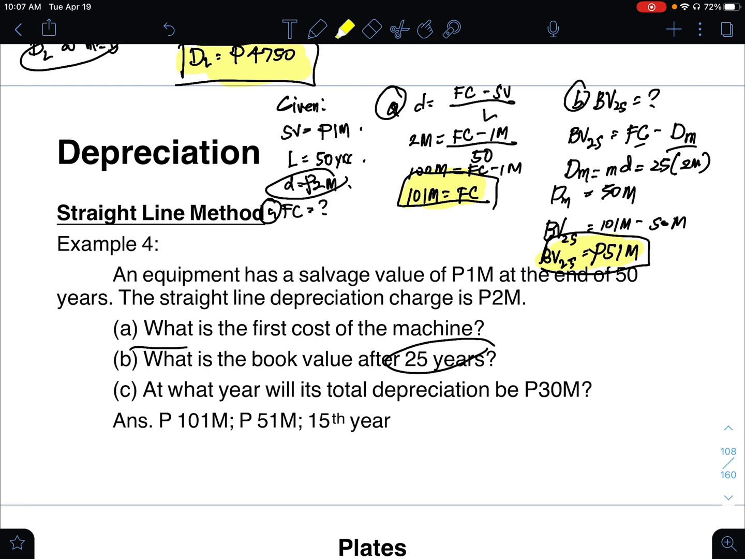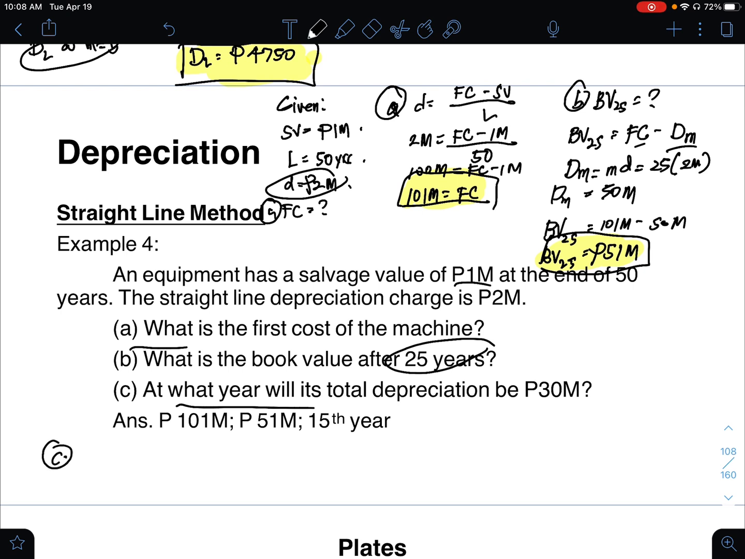Okay, so that's for letter B. And for letter C, the question is, at what year will its total depreciation be 30M? At what year will the value become 30 million only? It started at 101M, and at 50 years it's only 1M. So, which year is the 30M? That's the interpretation.